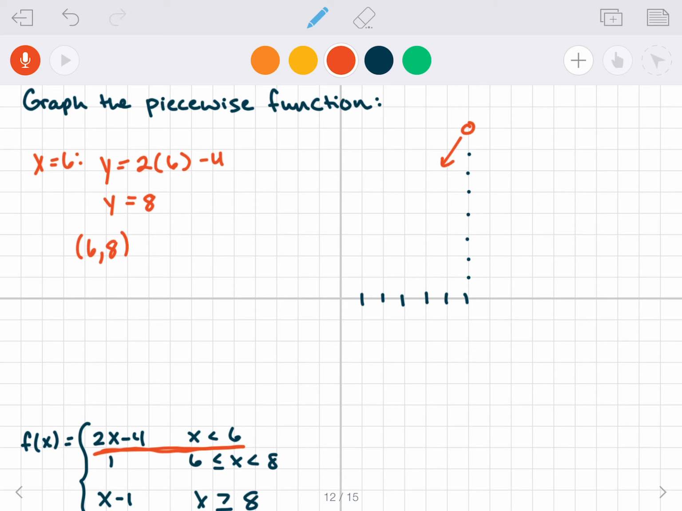But I need another x value to connect the dots. So I'm just going to pick x equals anything to the left of 6, it's going to work. What about x equals 0? That's to the left of 6, right? Because I'm trying to connect the dots going that way. x is less than 6. So when x is 0, if I plug 0 into my function up here, I get that y is equal to 2 times 0 minus 4. So y is negative 4. So I have (0, negative 4).